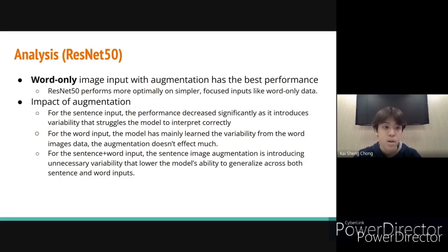For the impact of augmentation, for the sentence input, the performance decreased significantly because it introduces variability that the model struggles to interpret correctly. But for the word input, the model has mainly learned the variability from the word image data, so the augmentation doesn't affect much. Here, the overall performance score is still better with the augmentation. For the sentence plus word input, the sentence image augmentation introduces unnecessary variability that lowers the model's ability to generalize across both inputs.